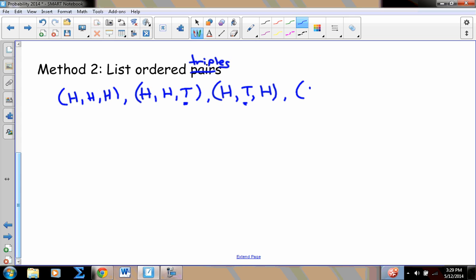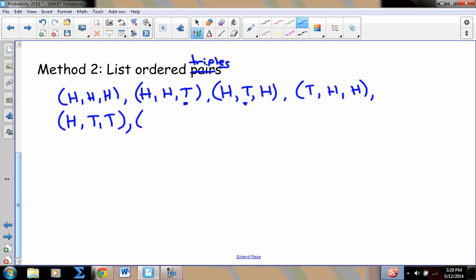Now I'm going to make that T go first. This is just my order so that I don't miss any. So I did 3 heads, and I did 2 heads and 1 tail. Now I'm going to do 1 head and 2 tails.